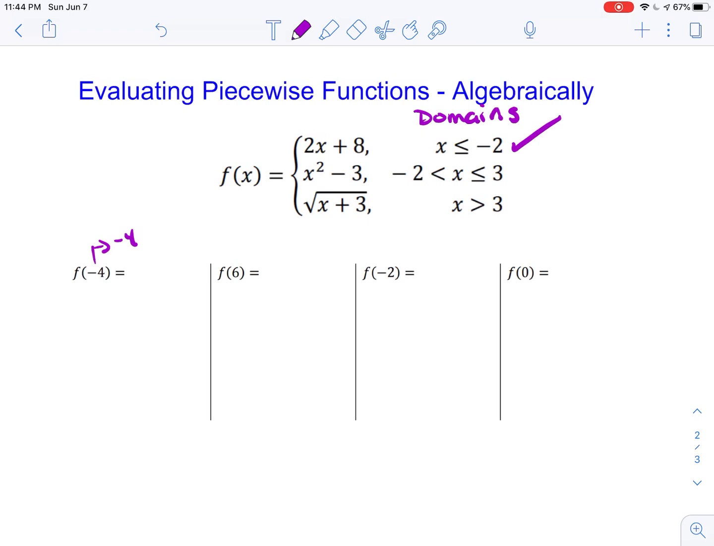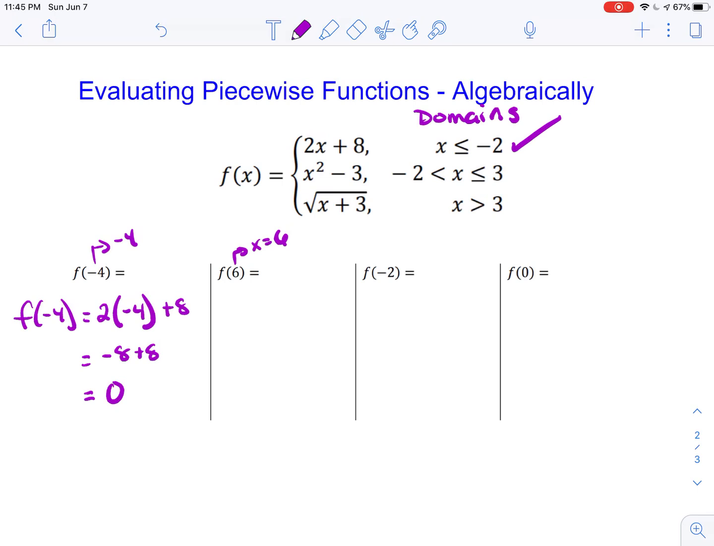So it's all about categorizing the numbers. So x equals -4. Where does that fall? Well, it is definitely less than -2, right? The bigger the negative number, the smaller it's going to be. So that means we're going to plug this x value into that equation. So f of -4 is equal to 2 times -4 plus 8, which ends up being 0. So f of -4 is equal to 0. Excellent.